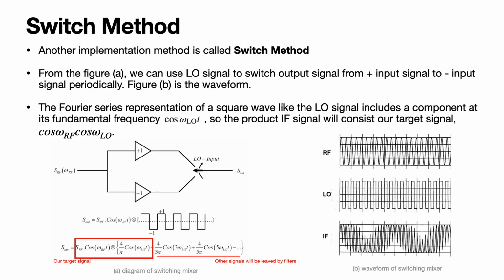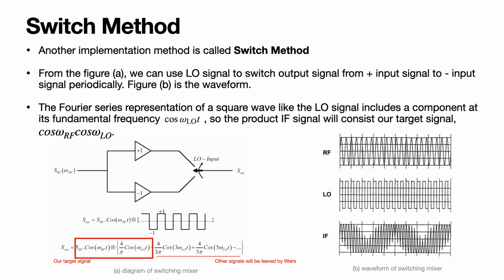Another implementation method, known as the switch method, utilizes the LO signal to control the switching of the output signal between positive and negative input values based on the LO's frequency from the Figure A. We can use LO signal to switch output signal from positive input signal to negative input signal periodically. Figure B is the corresponding waveform. We can see the IF waveform is the product of RF and LO waveform.